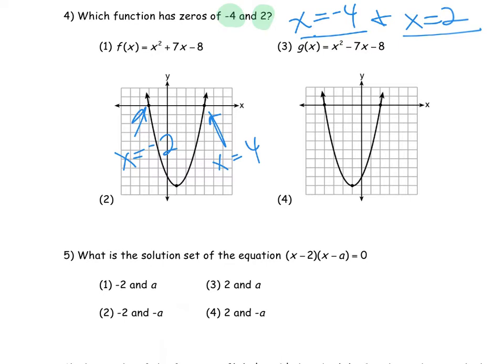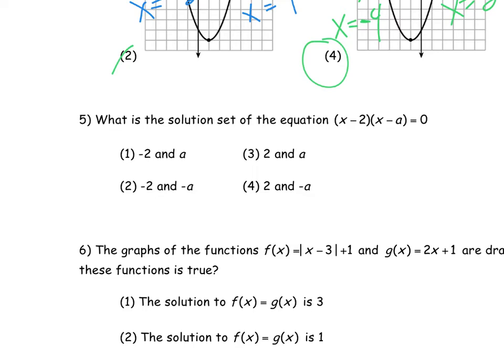So let's look. Here, I have a 0 at x equals -4, and here I have a 0 at x equals 2. Yep, that's going to do it. I didn't even need to look at answer choices 1 and 3. It's got to be answer choice 4. All right, quickly we're going to take a look at question number 5.